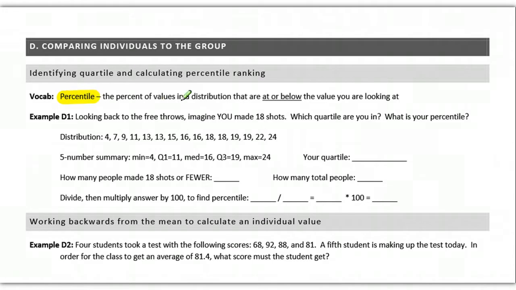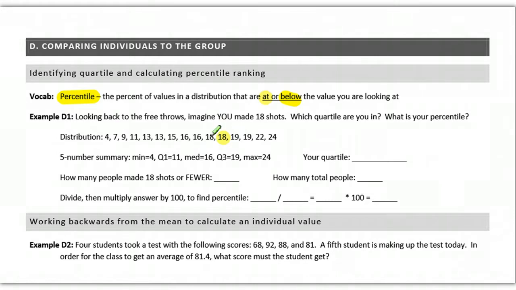And percentile is the percent of the values in the distribution that are at or below the value you're looking for. So, for example, going back to the free throw problem that we did before, imagine that you made 18 shots. And there's all these other numbers of free throws in the list, but you made 18. We're going to figure out your quartile and percentile. So, first thing I'm going to do is find the 18. And which one would I pick?